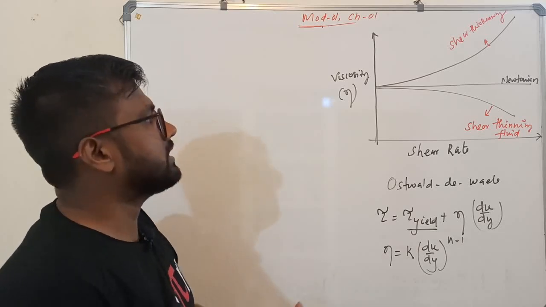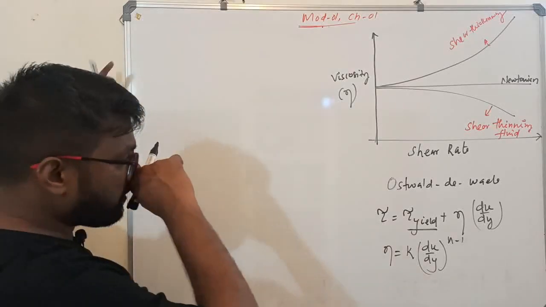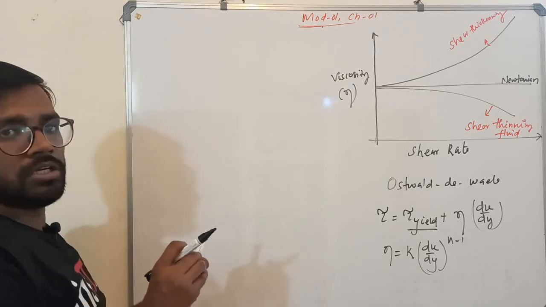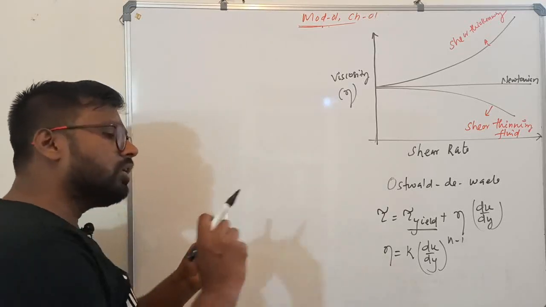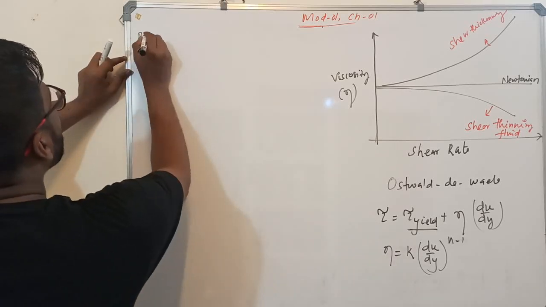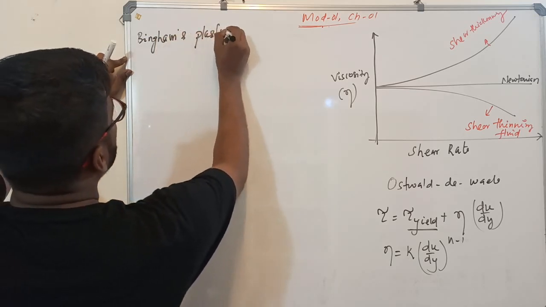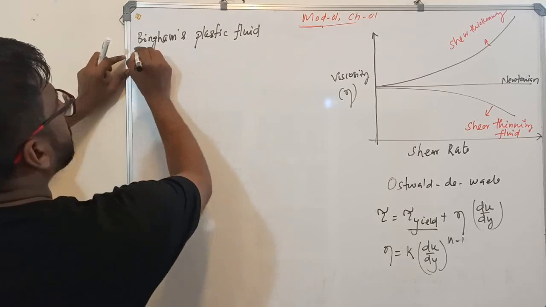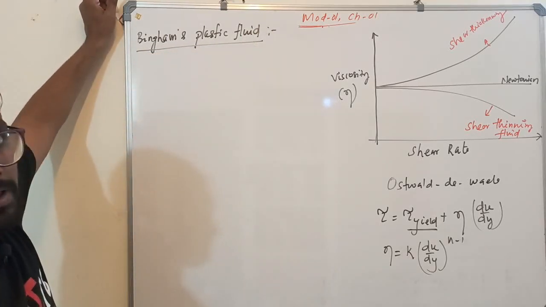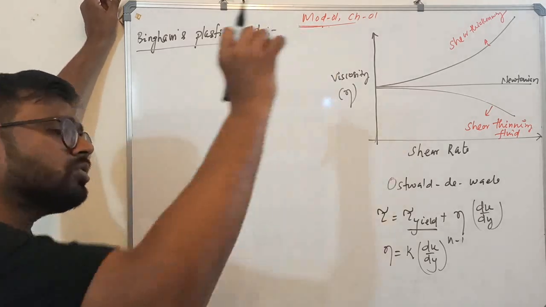But in which case? In the dilatant fluid and the pseudoplastic fluid. But there are certain kinds of fluid where you need an initial force. You need some initial force to increase the fluidity or for the movement. For example, Bingham's plastic fluid. This fluid is very near to Newtonian fluid. This fluid behaves like a Newtonian fluid only. But it needs some initial force to move.